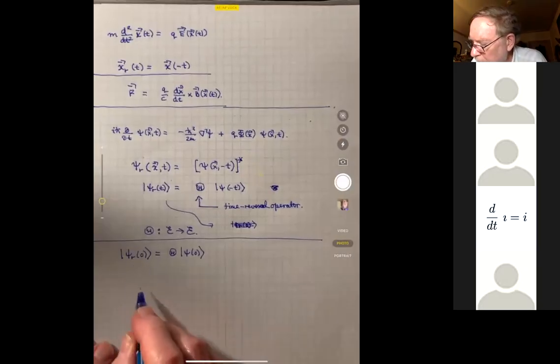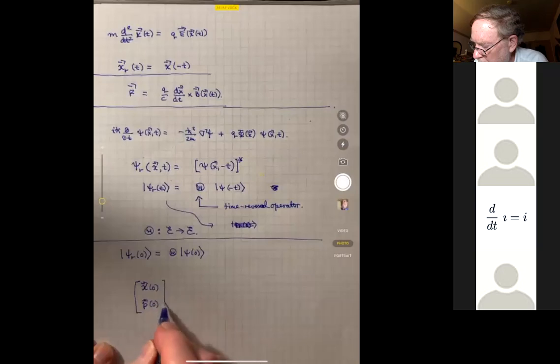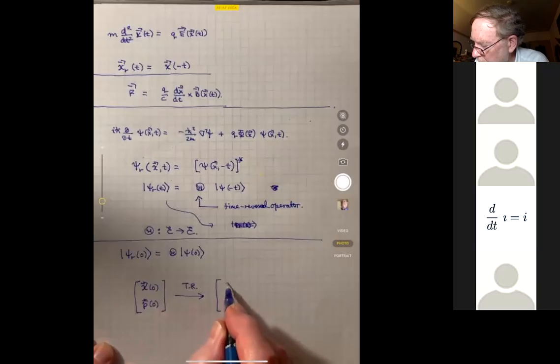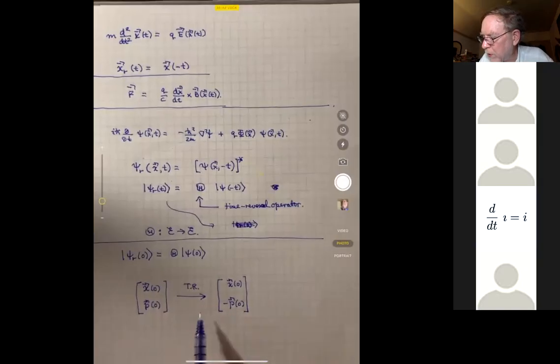If we apply that at the classical level, the initial conditions of the original motion, x of 0 and p of 0, should be mapped under time reversal into the initial conditions of the time reverse motion. Well, that should be x of 0 and minus p of 0, because you need to change the velocity. For the charged particle motion in an electrostatic field, this is the mapping we need for initial conditions.